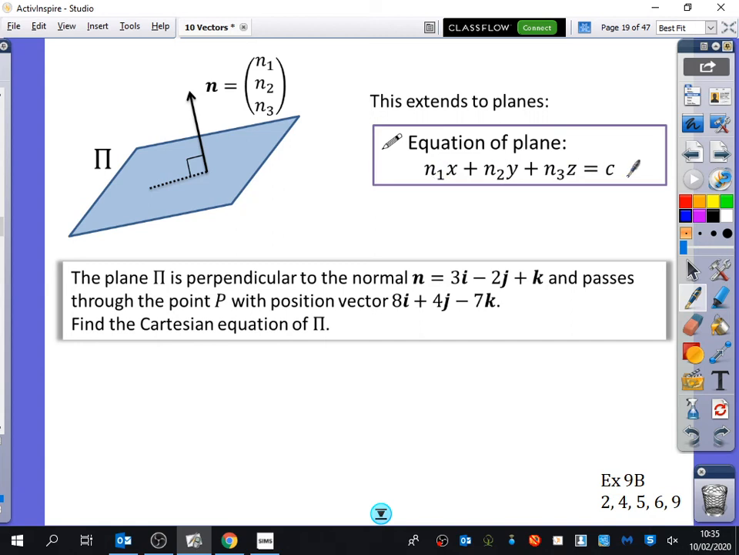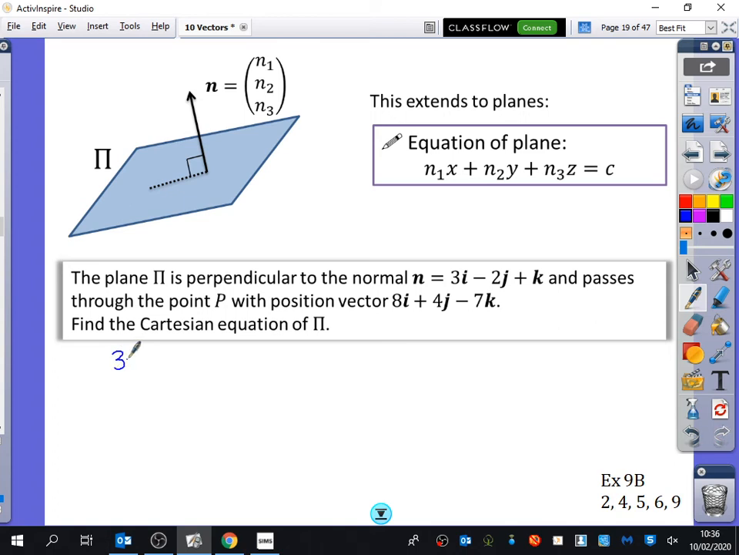So the equation of this plane that we've got here is you take the i, j, and k components of the normal vector, and you place them in front of the x, the y, and the z, and it's just equal to some constant c, just like it was with the 2 dimensions. So for the questions you're going to get in this exercise, they will tell you what the normal vector is, and they tell you a particular point that it passes through, and we'll try and find out the Cartesian equation of it.